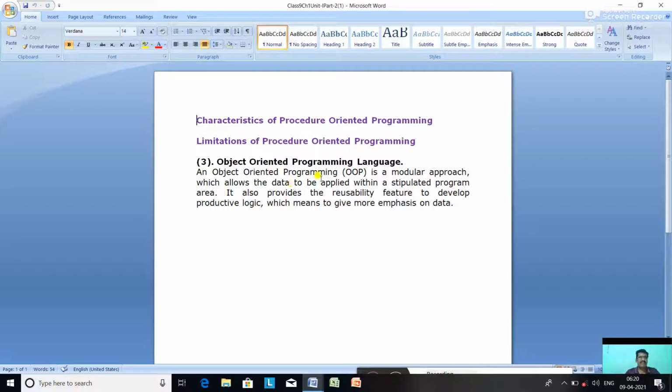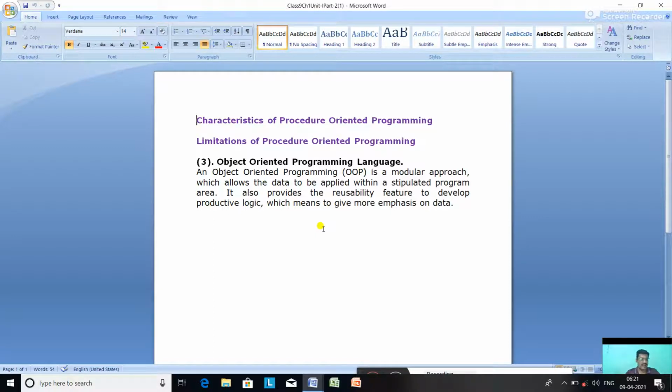So next is object oriented programming language. An object oriented programming, OOP, is a modular approach which allows the data to be applied within a stipulated, limited area. It also provides the reusability feature to develop productive logic, which means to give more emphasis on data. Okay. What happens in procedure oriented programming? It basically consists of an organized group of instructions known as functions, and flowcharts are used to organize the instructions and guide the movement.